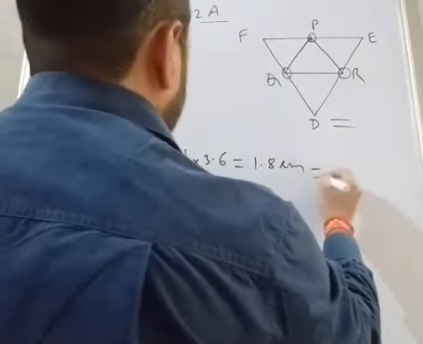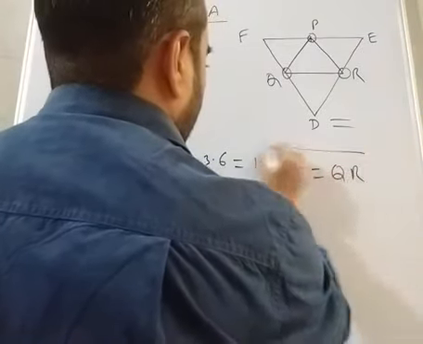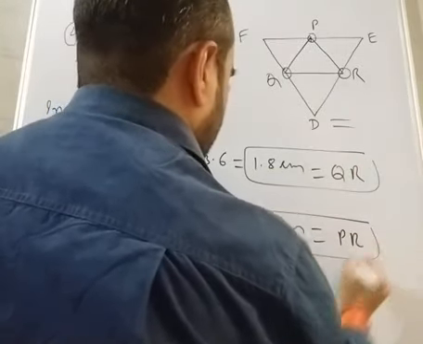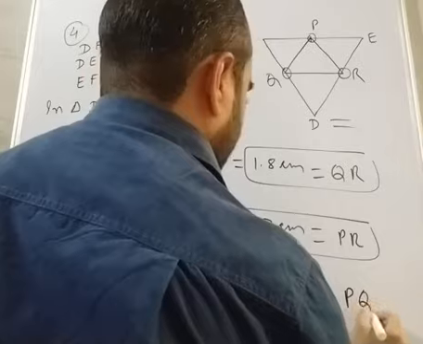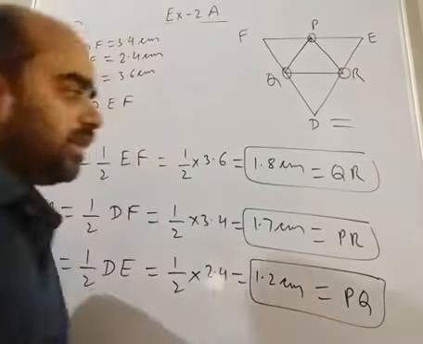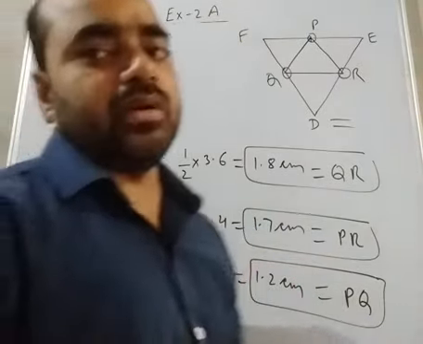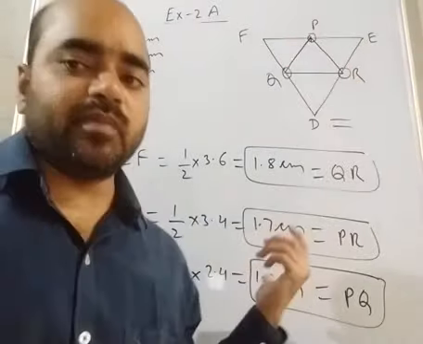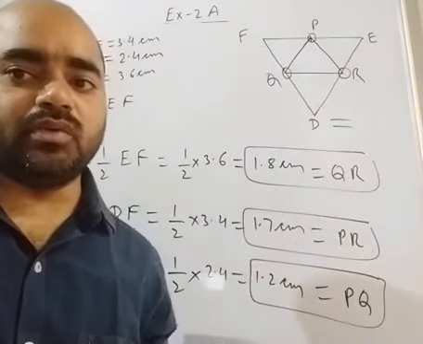It means these are all the sides of triangle PQR. This is QR, this is PR and this is PQ. These are all the sides of triangle PQR. Understood? I have separated the diagram. In both triangles we have applied the midpoint theorem.